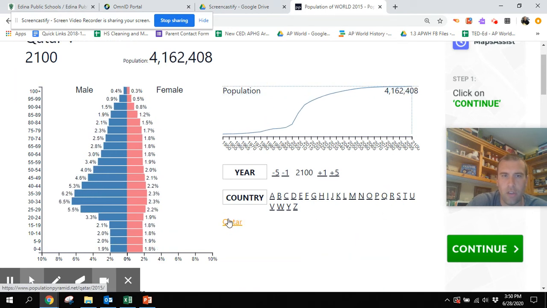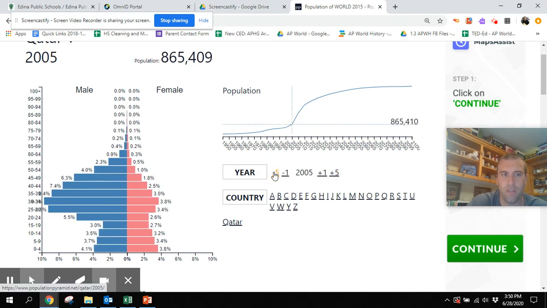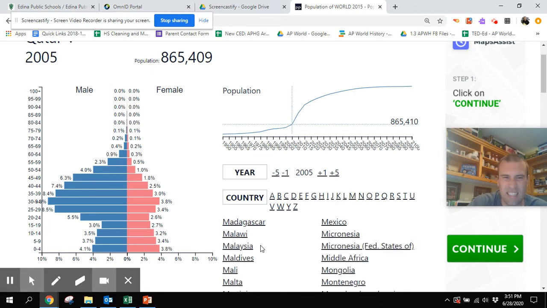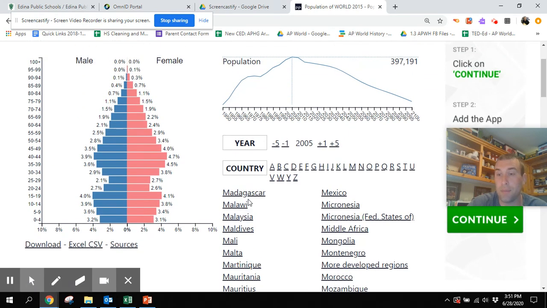Let me show you some interesting examples here. Qatar has a really interesting one. Let me go back to 2020 here. Why the bulge at 25 to 34? And if you go backwards, it doesn't really change a ton. It's males in that age group, for oil. Tons of migrants from South Asia moving there for oil. And one other one: the country in the world with the most females is Martinique. It's not a huge discrepancy like you have with Qatar, but there are very few age levels where females do not outnumber males.